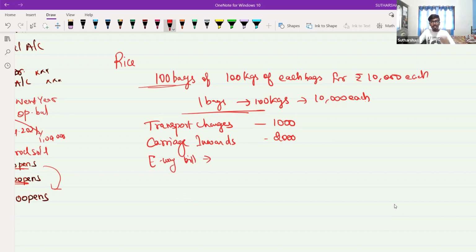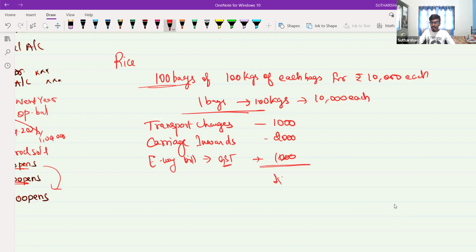You will learn in your professional career GST. In your CA Inter we will learn about GST. We give an e-way bill for 1,000 rupees. So when I do all this, what is the expense I am incurring?